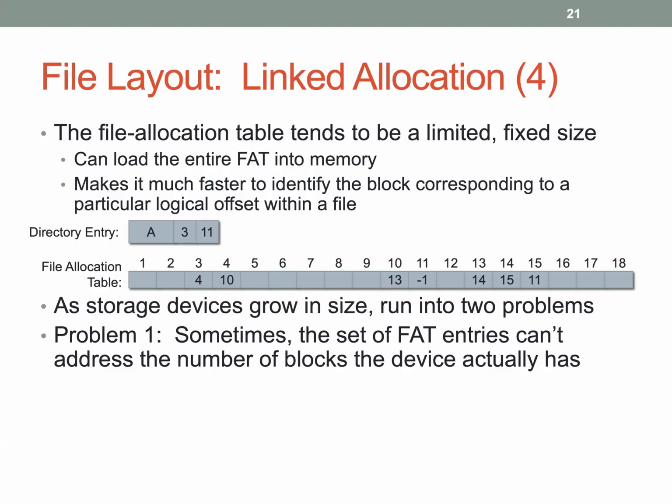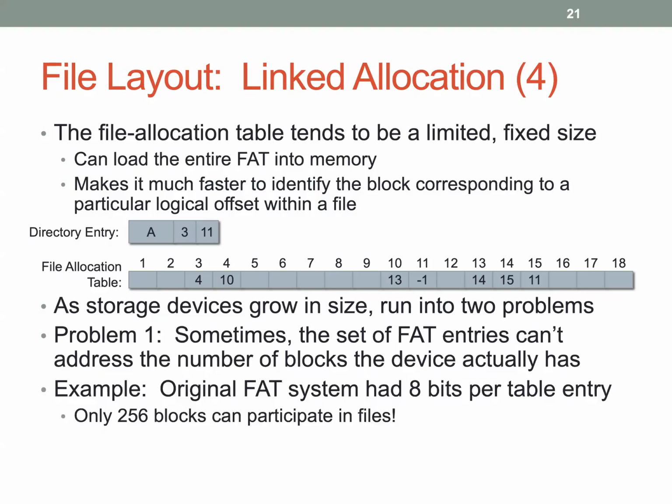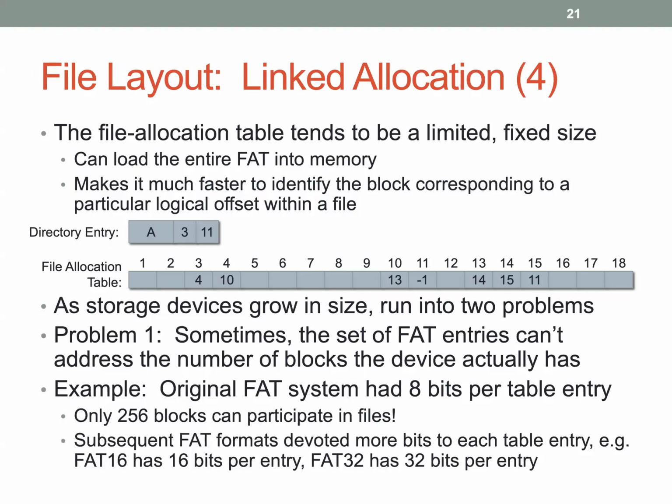But quickly devices grew, and you would have many more sectors than file allocation table entries. So this is basically what I was saying. FAT8 could only have 256 blocks participating in files. And so FAT32 has 4 bytes per FAT entry. So you can imagine the table itself is much larger, but it can also deal with much larger devices.